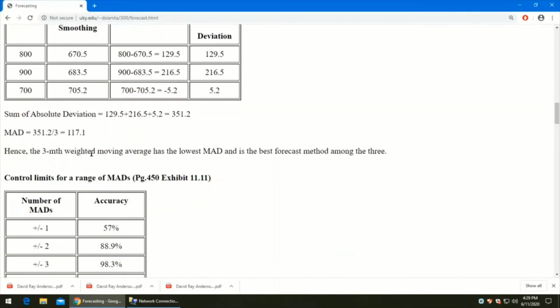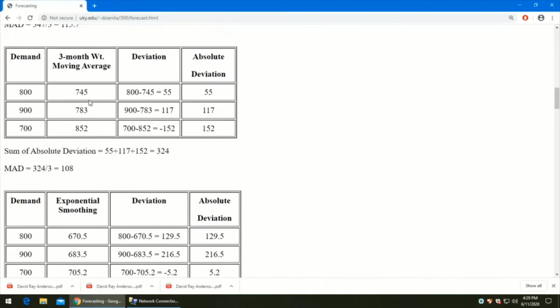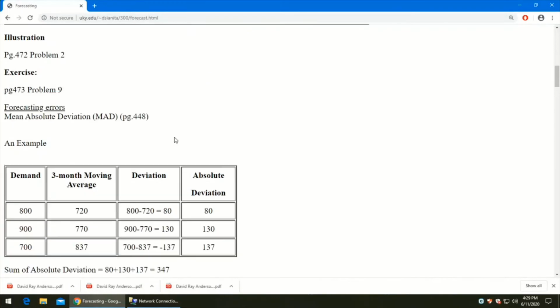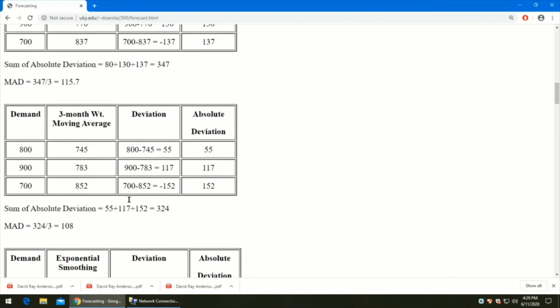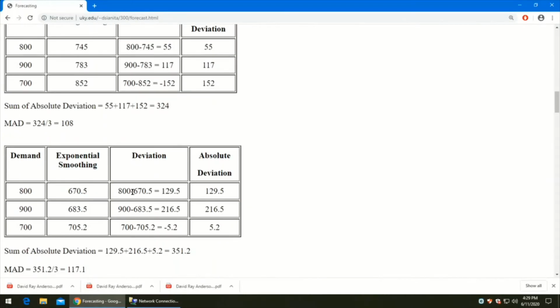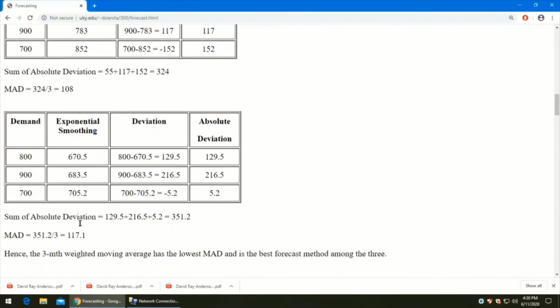Then we have the third part, which is the exponential smoothing values, which were 670, 683, and 705, leaving out the last one. So as you can see, you have these values, and you just remove the negatives if there are any, and then you divide by 3. So this is the highest, at 117, this has the most deviation.